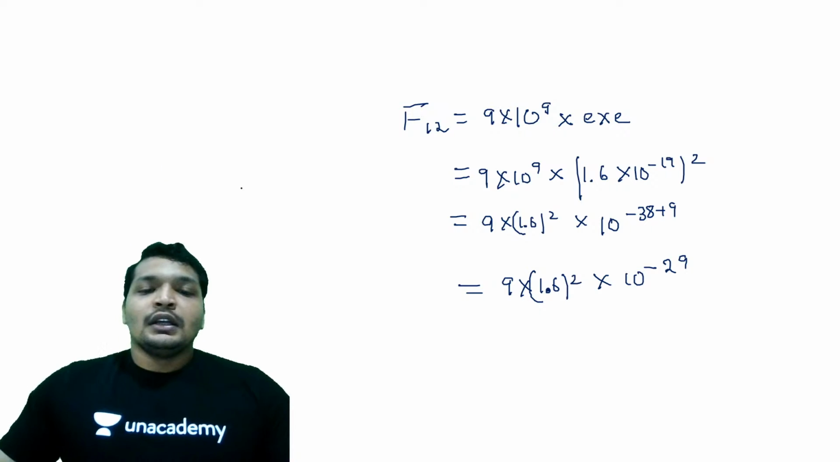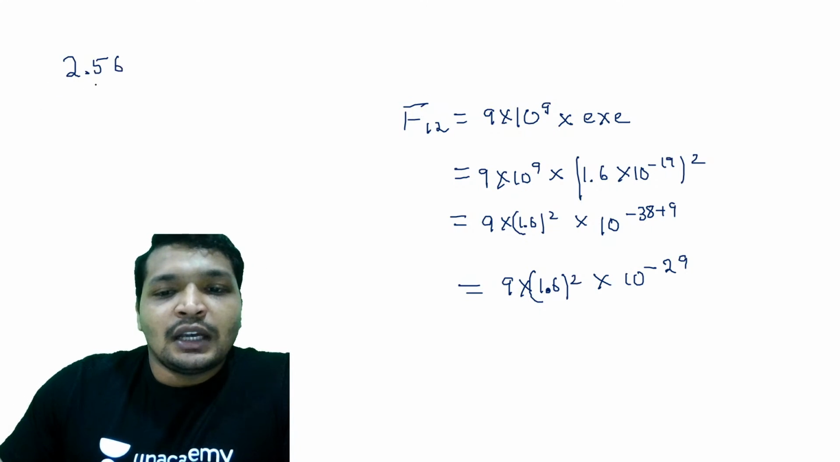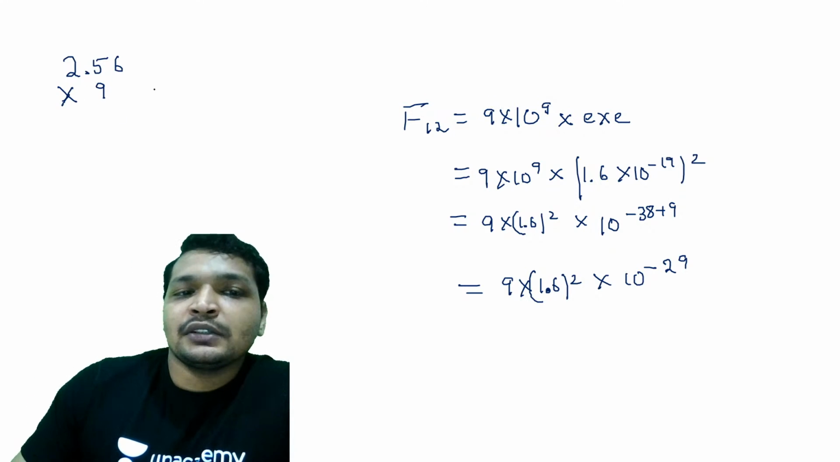Now 1.6 into 1.6, 16 square, is 2.56. Now how do you do this math? Just a hint for you. To do this math, take it as 10 minus 1.